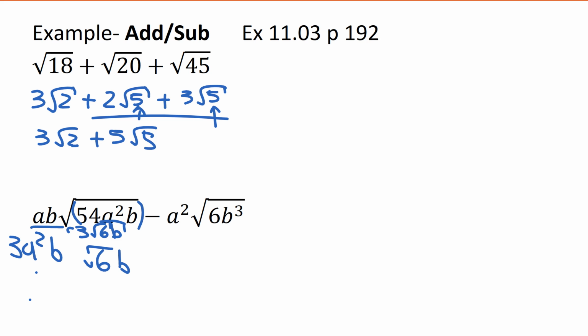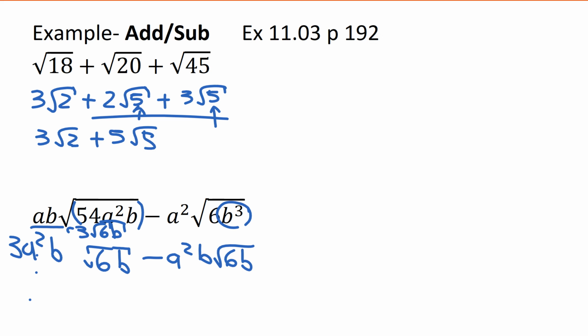You could go further. What do you mean? So you could put the b back into the square root. Down the front, 3a squared b, if you put the b back in, it'll make it 6b cubed. Let's do the other one over here. What does that become? That's a squared b root 6b, isn't it?